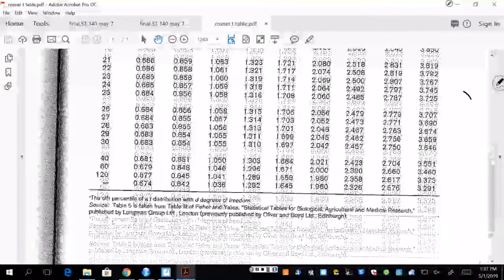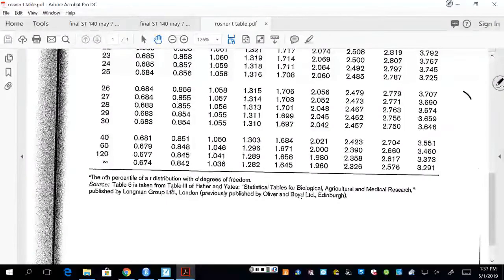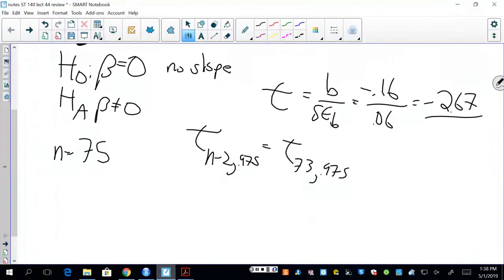75, we don't quite have on here. But this column is the one we're looking for, the 0.975. So it's going to be somewhere in this area. 73 is going to be between these two, so 1.99 would be reasonable to use. You could use 2 or 1.99. So we're going to use 1.99. That's our cutoff value. If it's bigger than that or less than the negative of that, it's extreme.